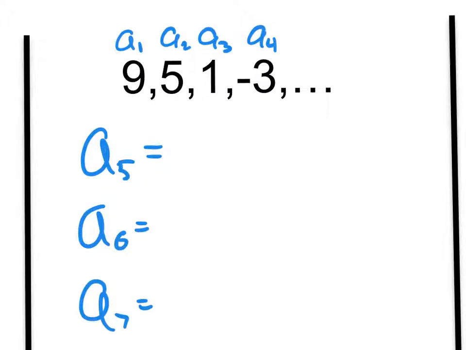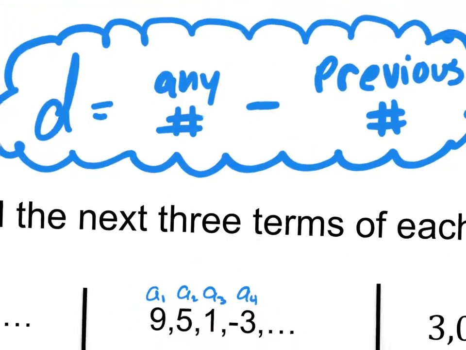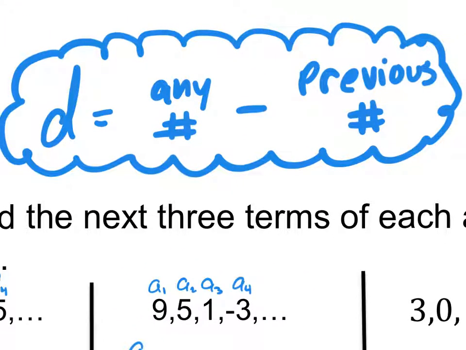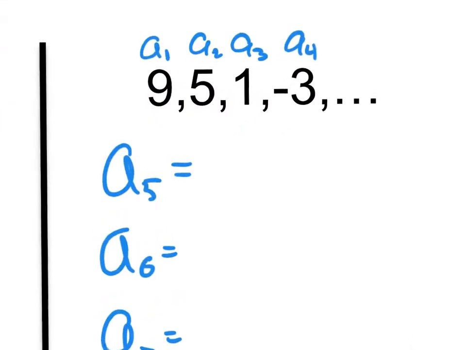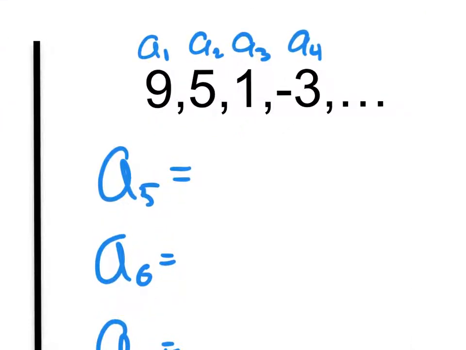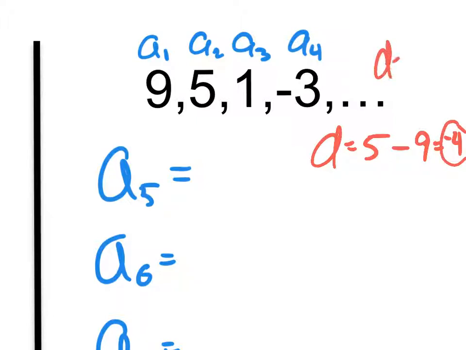Once again, to find the common difference, as I said up here in the notes, take any number minus the previous number. Keep that in mind. So the difference will be 5 take away 9, right? So the answer is negative 4. That's the common difference. So your D is negative 4. If you wanted to find your 5th term, you take your 4th term, which is negative 3, and what's negative 3 minus 4?